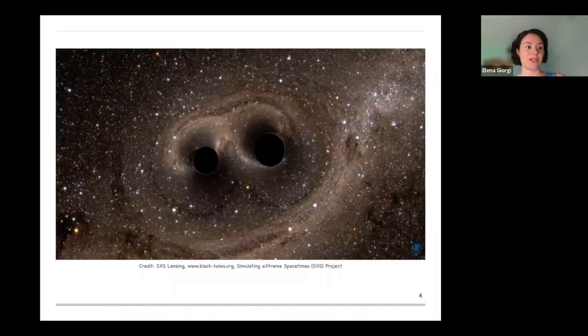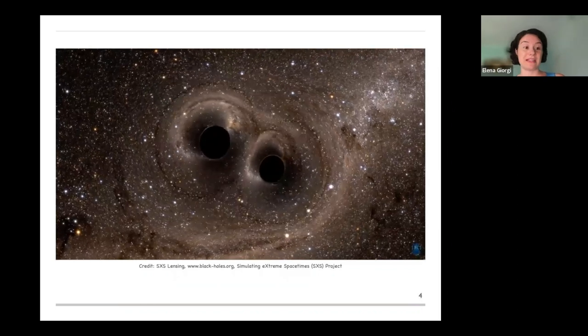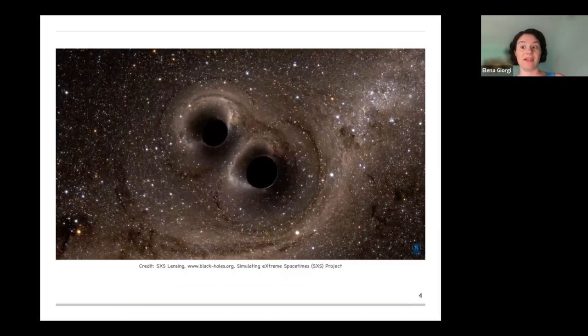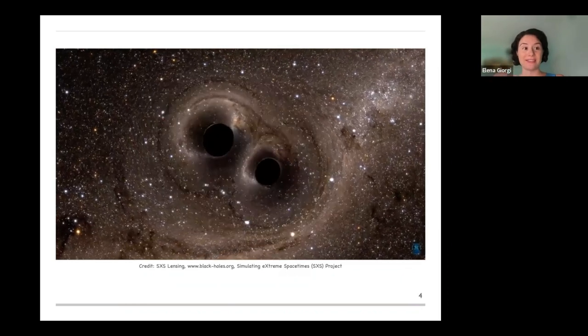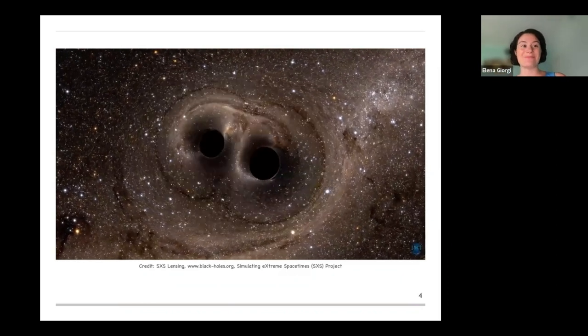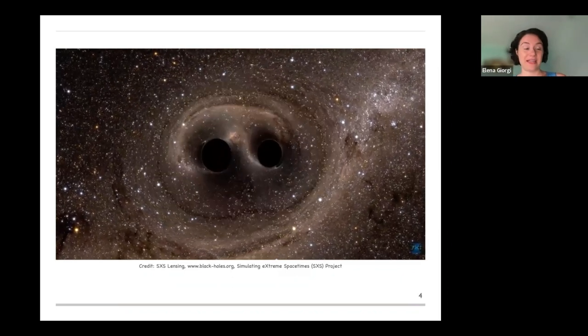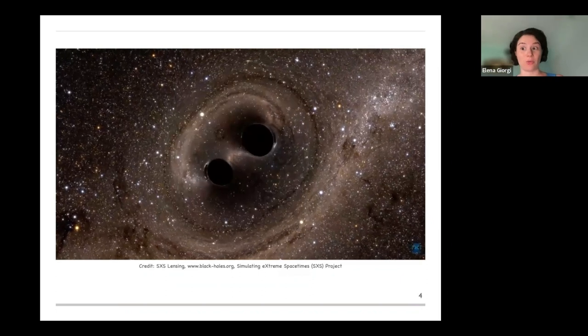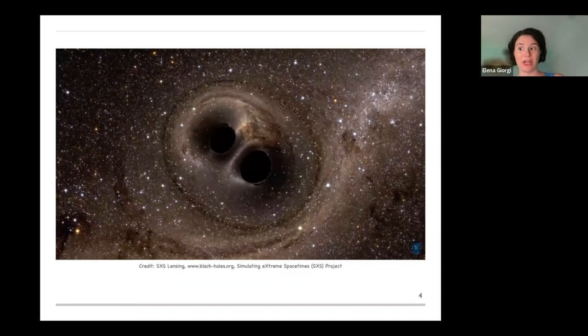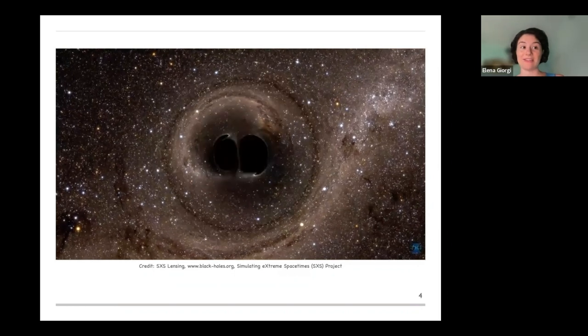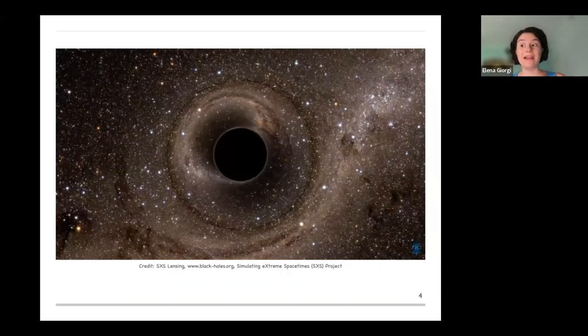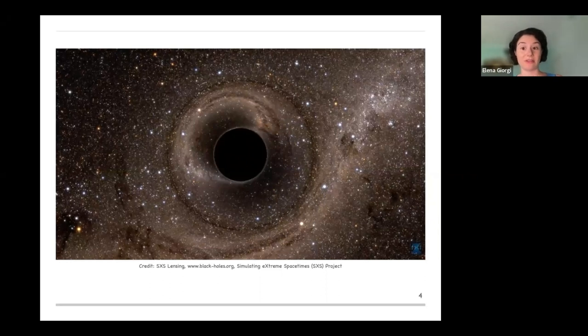This is a simulation by the Simulating eXtreme Spacetimes, or SXS, project of the astrophysical event that was observed by LIGO. Here you can see two objects that look quite literally like black holes, which rotate around each other. As they rotate, they lose energy through gravitational waves, and losing energy, they get closer and closer to each other until, very soon in the simulation, they merge and become one larger black hole. Then it settles down into a stationary state, and in doing so emits gravitational waves. Those waves emitted in this stage are precisely the ones observed by LIGO.